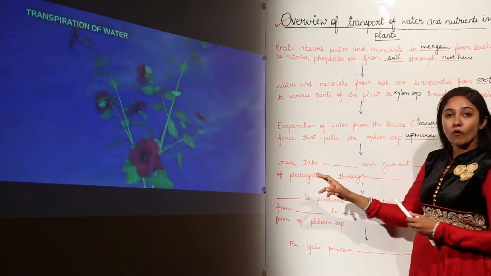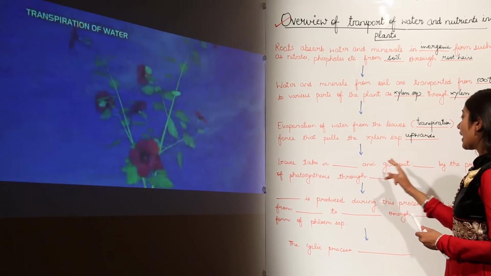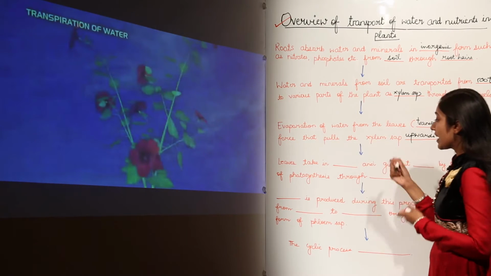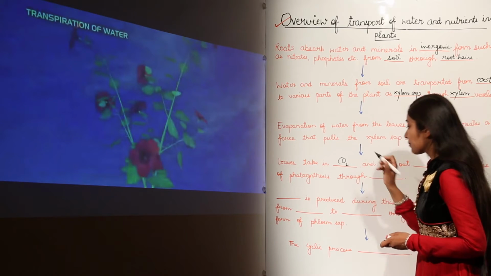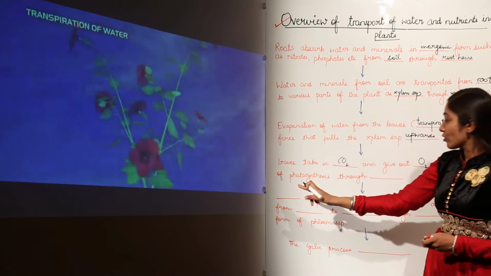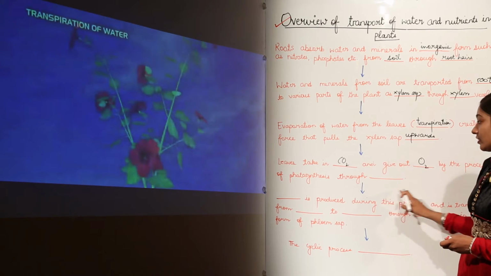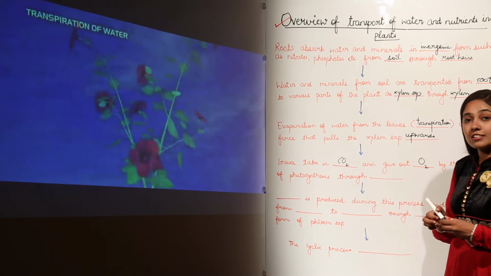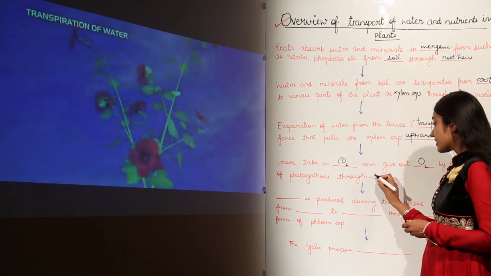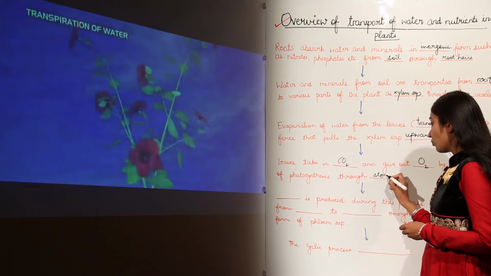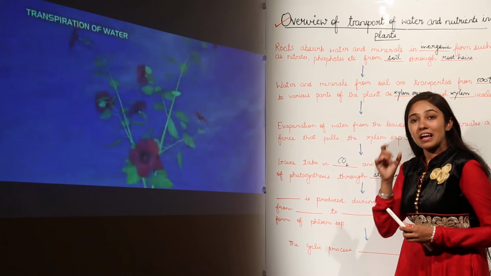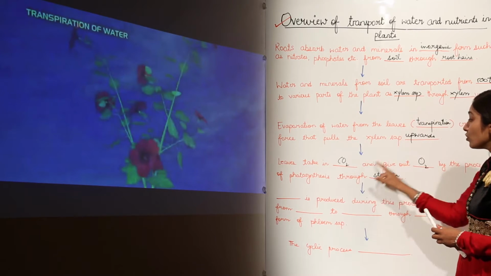Next we move on to the next point, leaves take in dash and give out dash. Which gas is taken in by leaves? Leaves take in carbon dioxide and they are going to give out oxygen by the process of photosynthesis through what? There are special pores which we call stomata, through which gaseous exchange takes place. Transpiration also, plus gaseous exchange also, takes place through stomata.